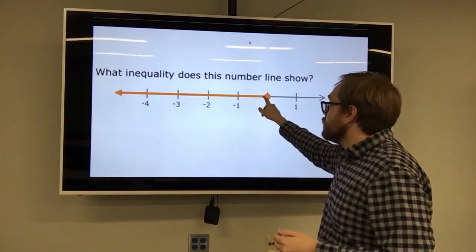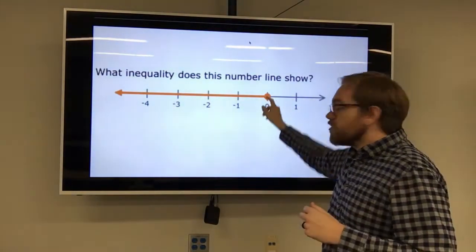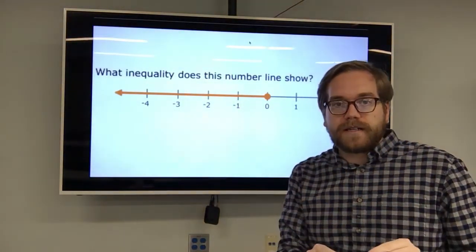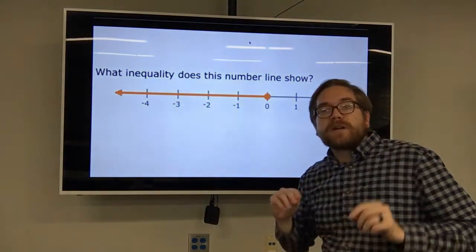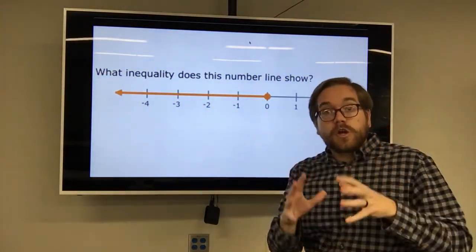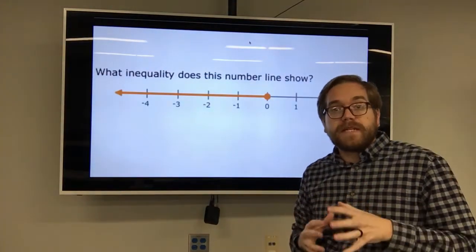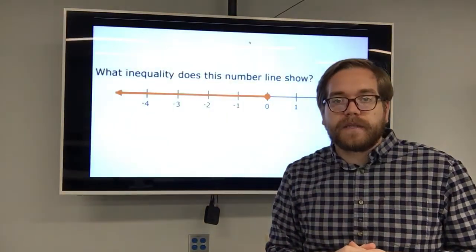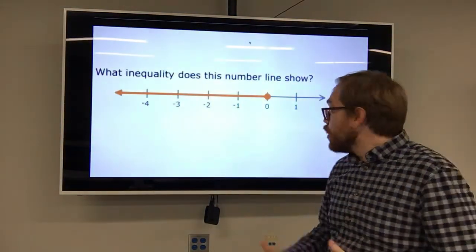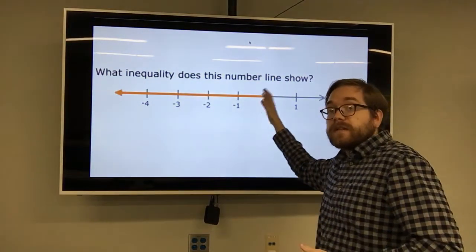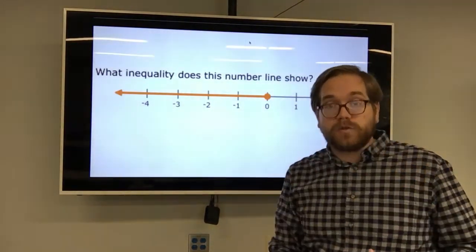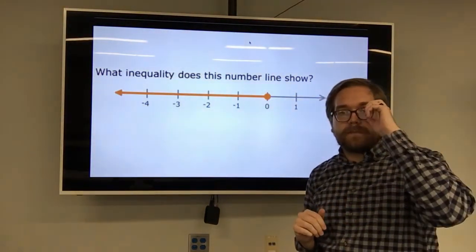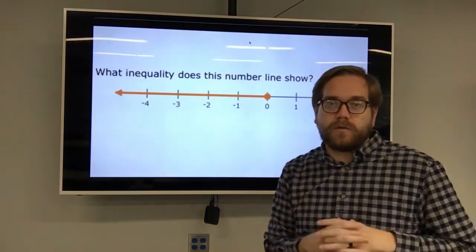Now let's go back to the circle. The circle is on 0, and so that's the number in our inequality. But if you notice, it's a filled in or closed circle. What that means is that we're including 0 in our inequality. So when we go to write our inequality, as much as we're going to be less than or greater than, we're also going to be equal to 0, because I see this closed filled in circle. If it had been an open circle, it wouldn't be equal to it.